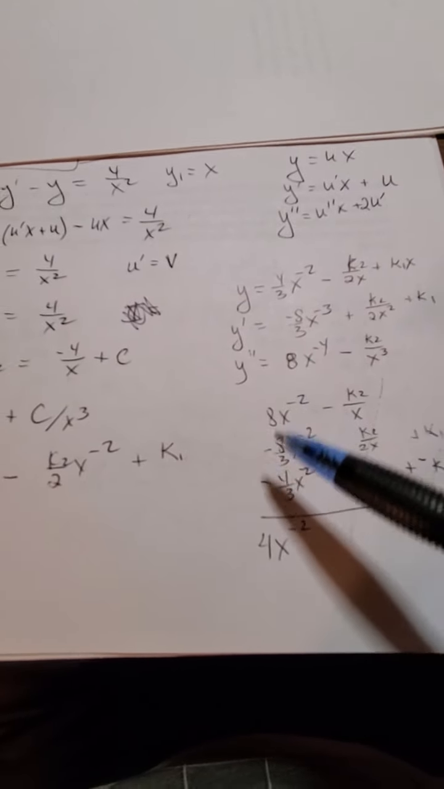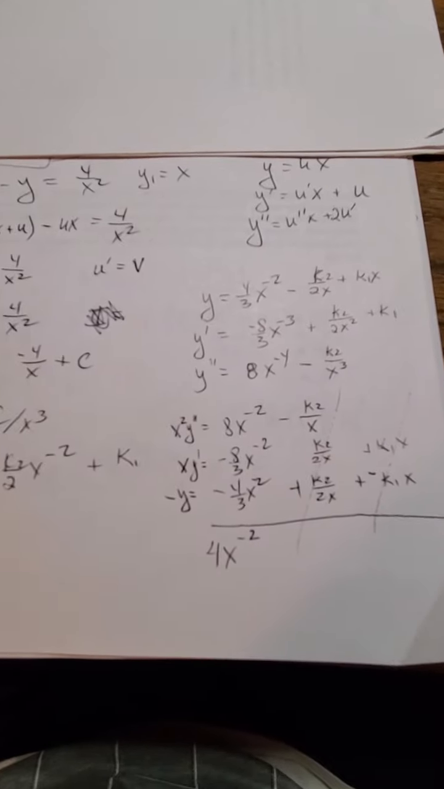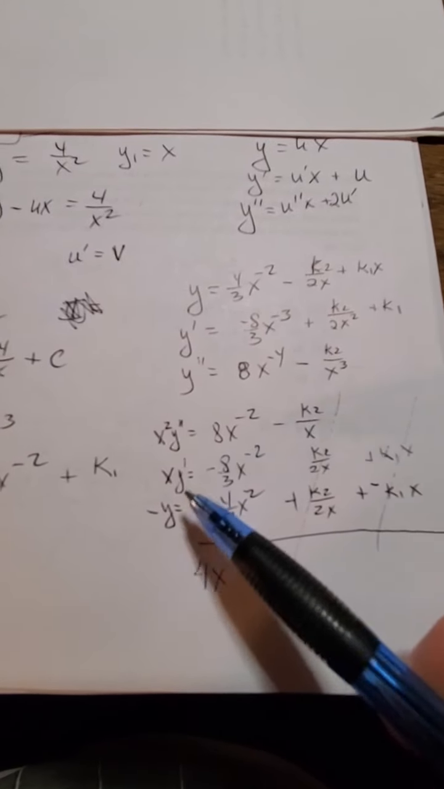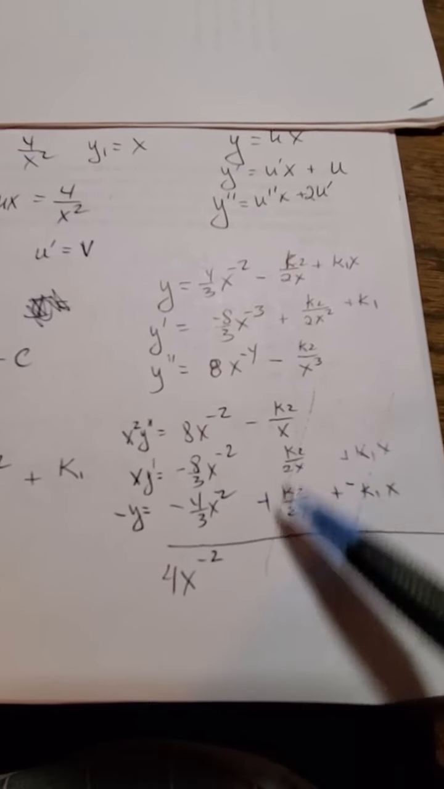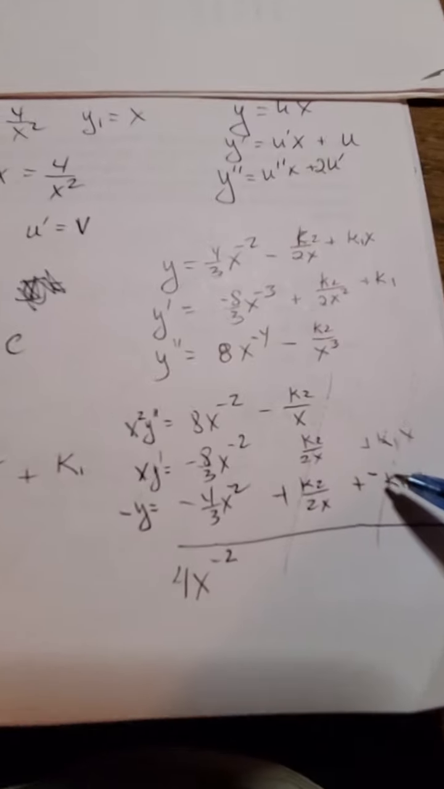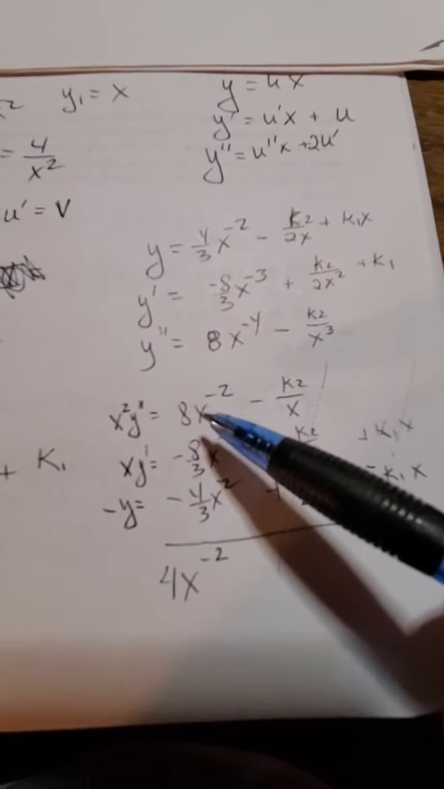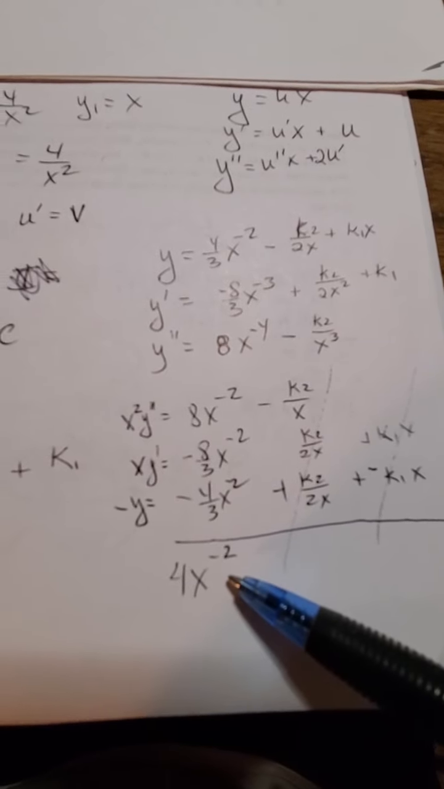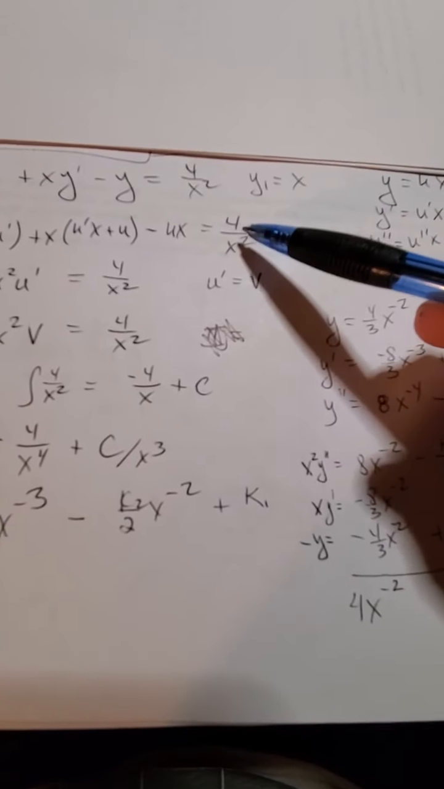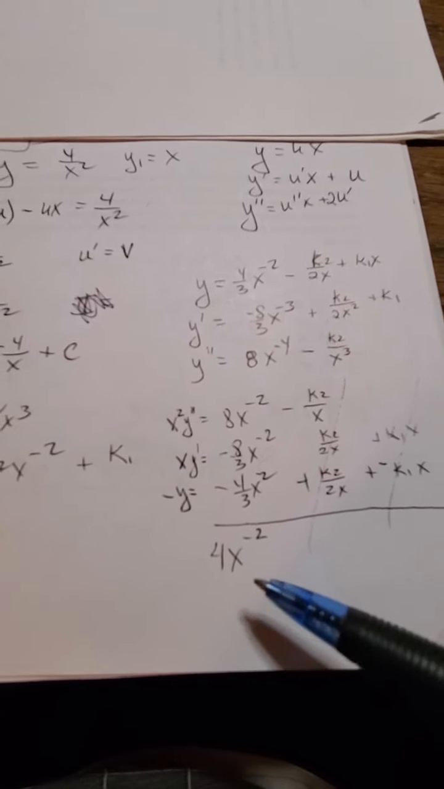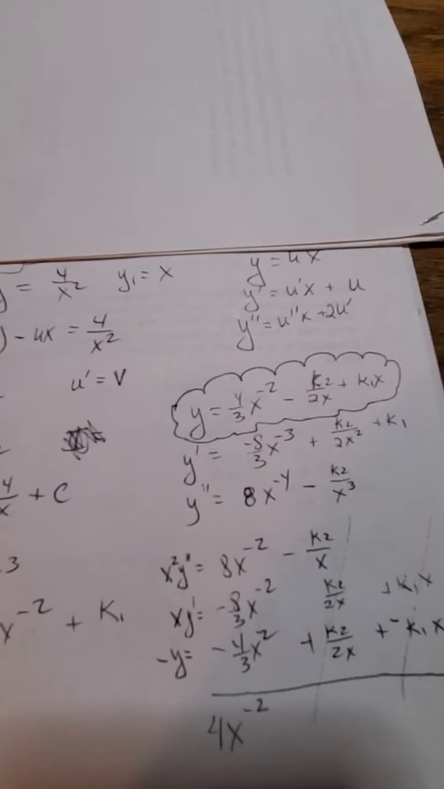However, I'm supposed to multiply y double prime times x squared, y single prime times x, and y times negative 1, and get this whole thing here. When I add this up, all this disappears, all that disappears, and this partially cancels. I get 4x to the negative 2, that's 4 over x squared. That's exactly what I'm supposed to get. So this worked out, and this was my solution.